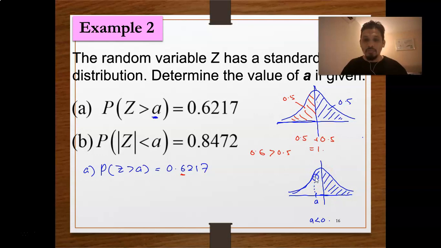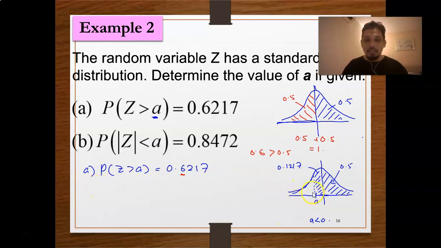Meaning 0.5 plus the probability here, then 0.5 plus here equal to 0.6217. Just imagine that this is 0.5, and this part here is 0.1217. 0.1217 plus 0.5 is 0.6217. Okay, the point now is, what is the value of A?